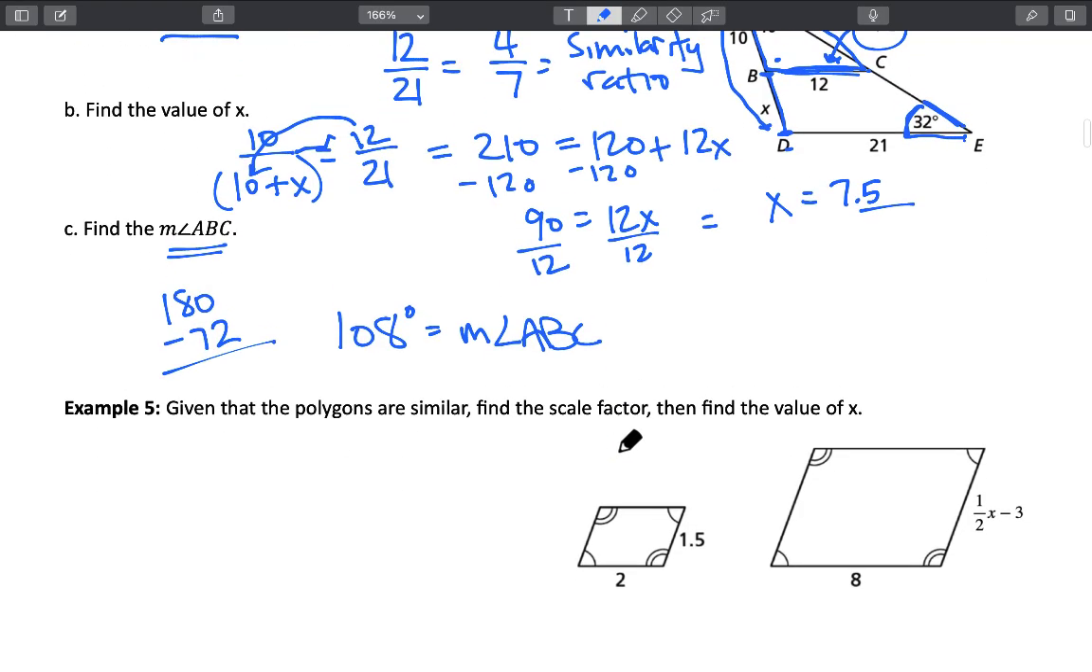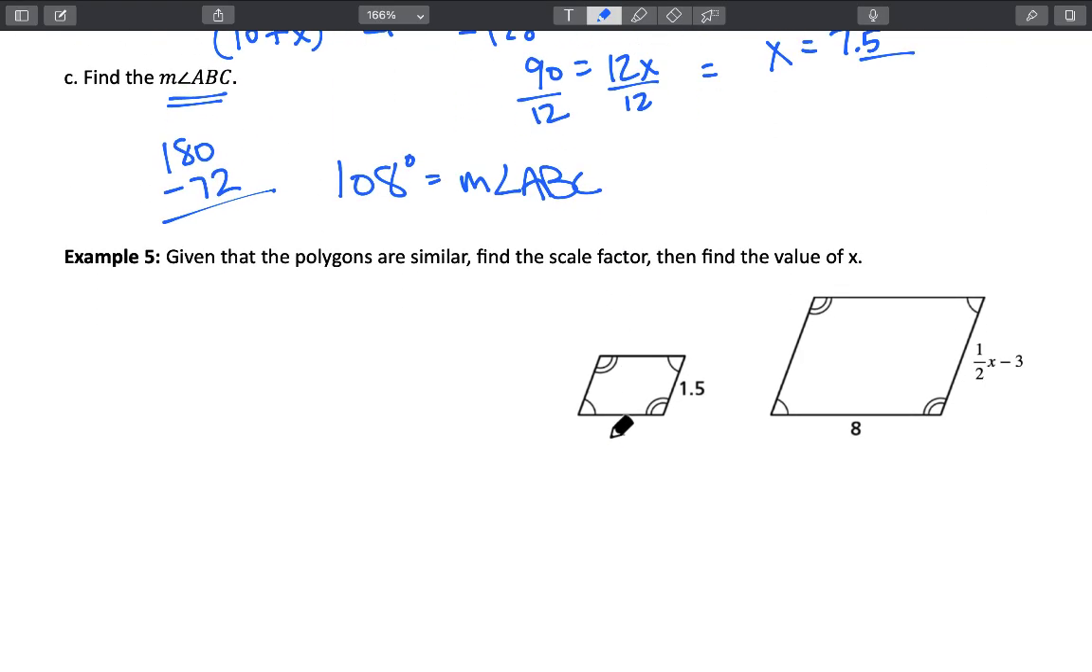All right, for our final example, see what you can do to set that one up and solve for the value of x.